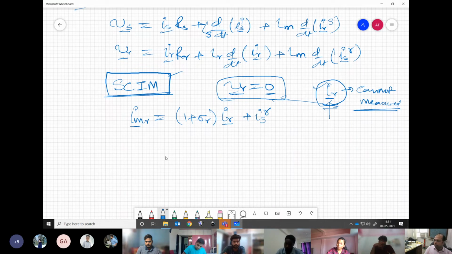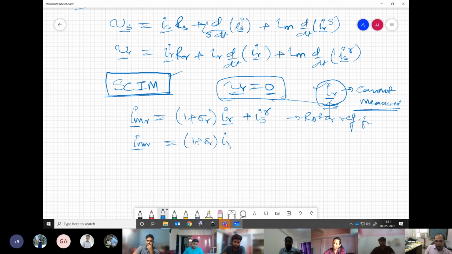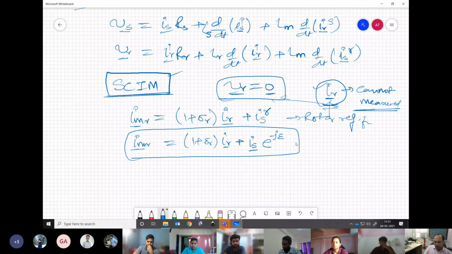Is it not? Correct. This is in rotor reference frame. So in rotor reference frame, we can express our stator current as, what can we say? Is e raised to the power what? Plus or minus? Minus. Correct. When we say this, then we are still in the rotor reference frame.